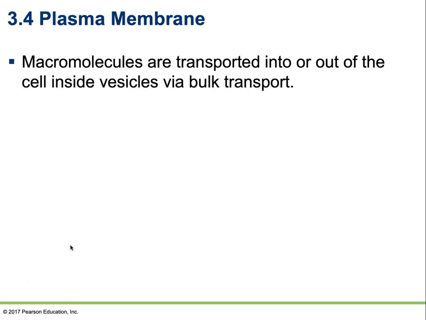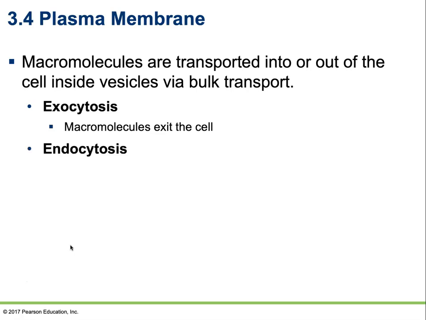Bulk transport moves in two directions: out of the cell in exocytosis, this is macromolecules exiting the cell, and endocytosis, macromolecules entering the cell. So we can move in both directions. We can either secrete proteins or we can pick them up. We can engulf bacteriophages, or we can break them down, or we can release large molecules.